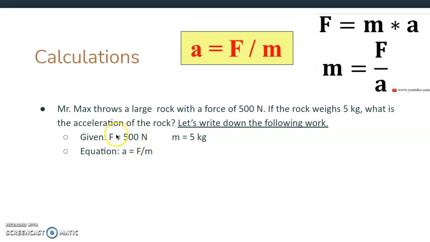And our givens are going to help us determine which equation we're going to use. If we're given F and m, we're going to find a. If we're given m and a, we're going to find F. And if we're given F and a, we'll find m. So that'll kind of help us based on what we're given. But our equation is going to be a is equal to F divided by m. And then again, we're just plugging in our numbers. So acceleration is 500 newtons divided by 5 kilograms, or our acceleration is 100 meters per second squared. So it's very, very fast.